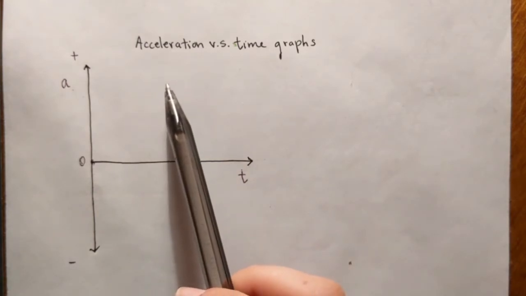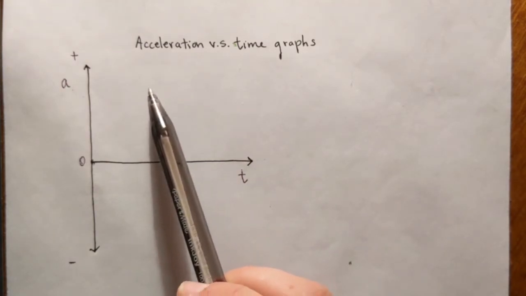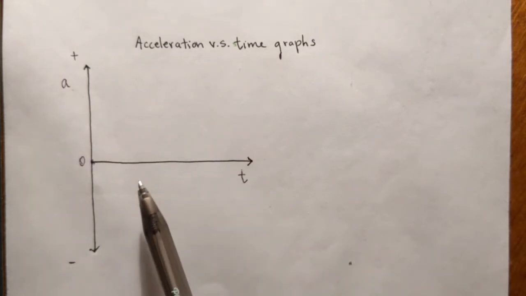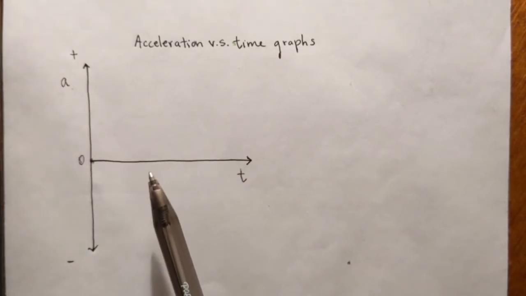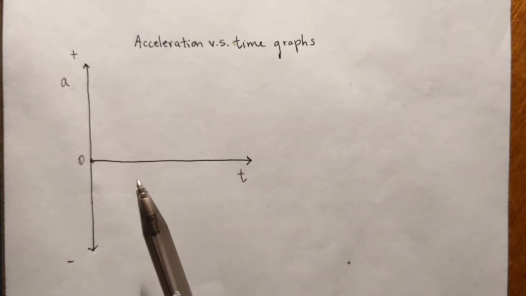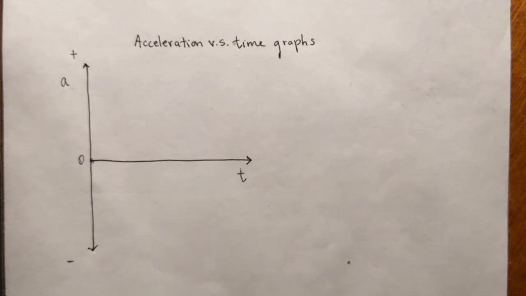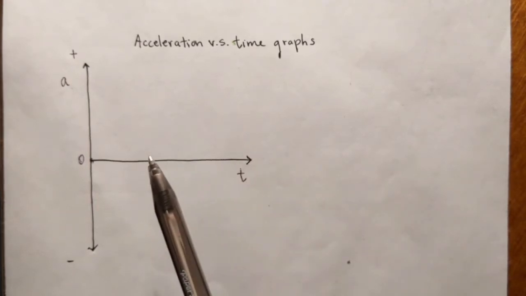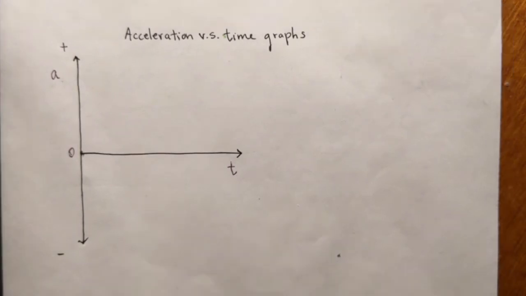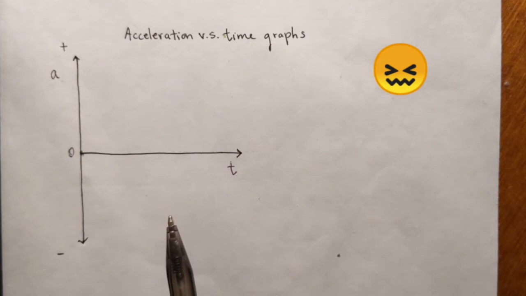Now remember, acceleration is a change in speed or a change in direction. So when you're approaching drawing an acceleration versus time graph, the first thing that you need to determine is whether the object is accelerating. Does the object have an acceleration? How do you find that out? First, you ask yourself, is the object changing speed? Then you ask yourself, is the object changing direction? If the answer to either of those questions is yes, then the object has an acceleration. If the answer was no to both of those questions, then the object has 0 acceleration.